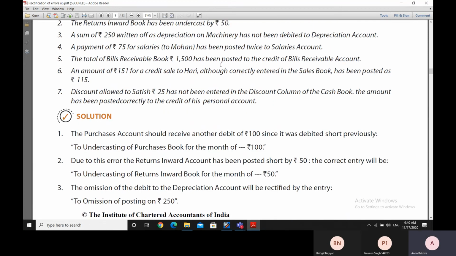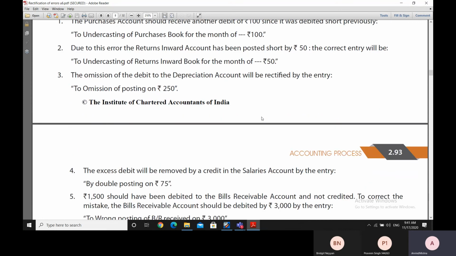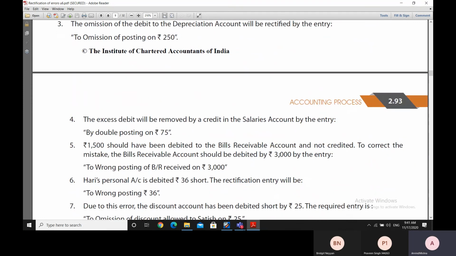The next one is that the total of the bills receivable book has been posted to the credit side of the bills receivable account, although it should have been posted to the debit side of the bills receivable account. Because when we receive any bill receivable from anyone, we debit the bills receivable account and we credit that person's account. We have wrongly posted the total of the bills receivable book to the credit side of the bills receivable account. We have to make a double correction here of 3,000 rupees. So we'll make a debit side entry in bills receivable account of 3,000 rupees, and the description would be wrong posting of bills receivable received of 3,000 rupees.